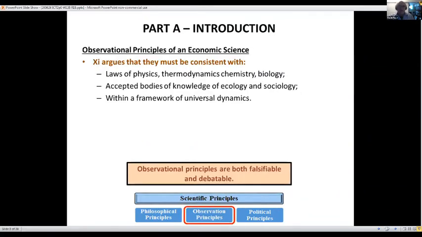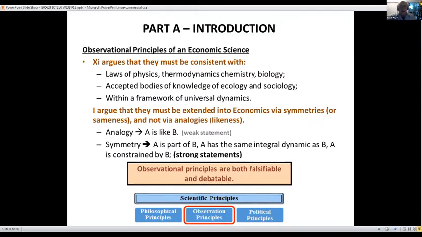Now, Professor Zhi argues that the observational principles of an economic science must be consistent with the laws of the other sciences, physics, thermodynamics, chemistry, biology, accepted bodies of knowledge, and also must be consistent with the framework of universal dynamics that I'm going to describe in a few minutes.